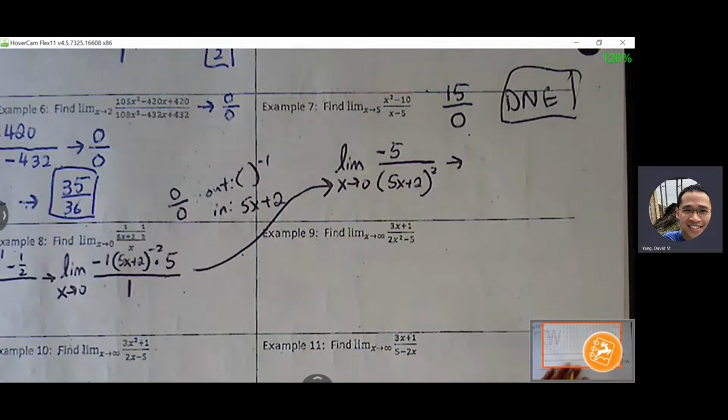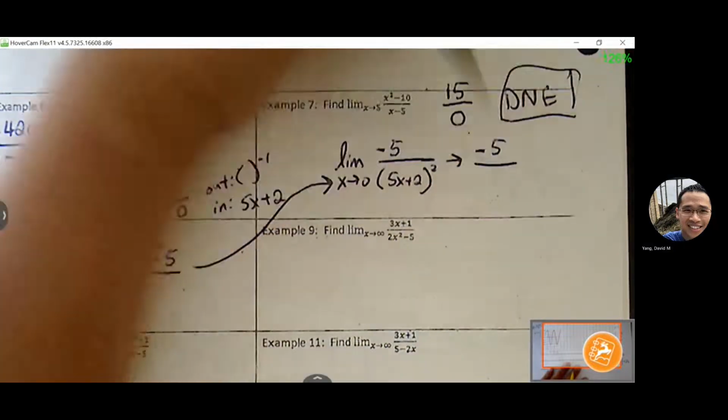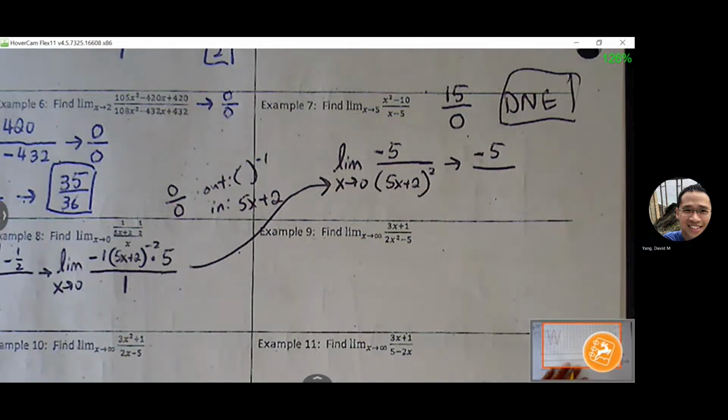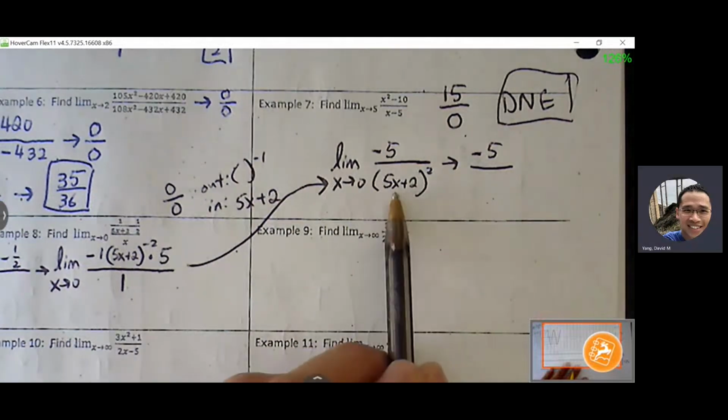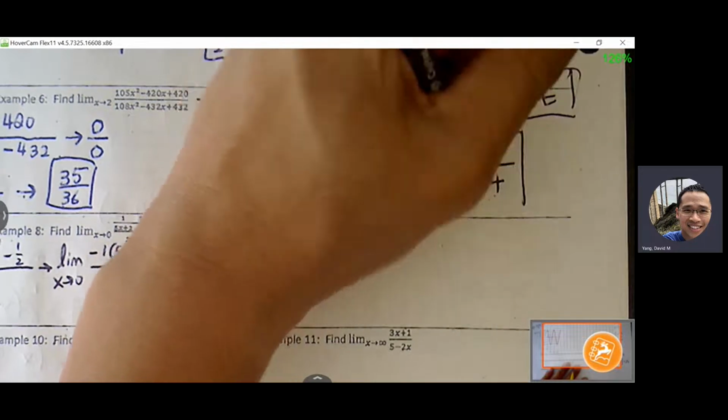Okay, reevaluate. And we're hoping that initially it was a 0 over 0. After L'Hopital's rule, we're hoping that this will turn it into a real number. So negative 5 up top. Denominator gives us 2 squared, right? 0 in for x. 0 plus 2 is 2. 2 squared is 4. That's a real number, so we stop. That's our limit.